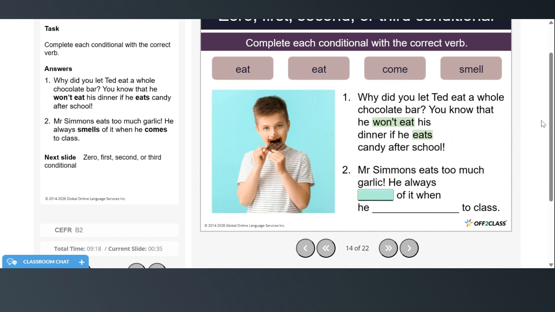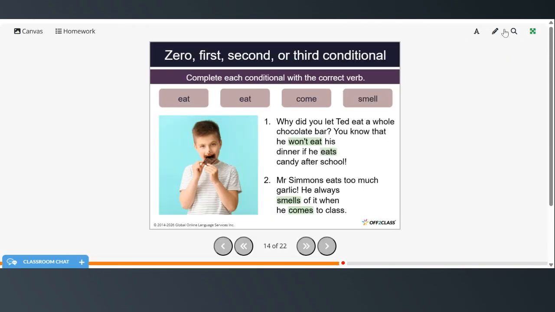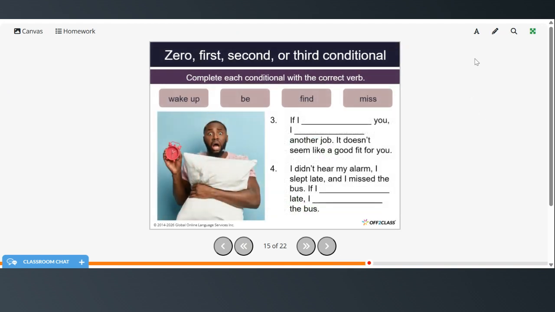Mr. Simmons eats too much garlic. He always smells of it when he comes to class. Again, pause the video, try these on your own, and then restart to check your answers.